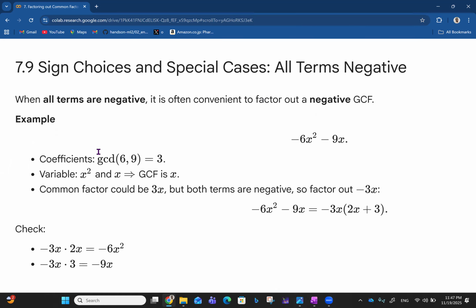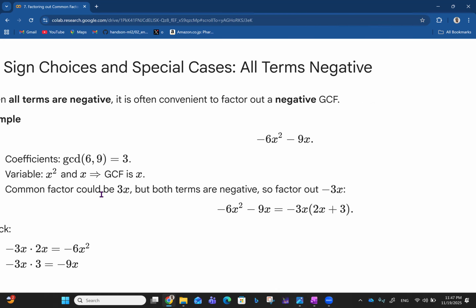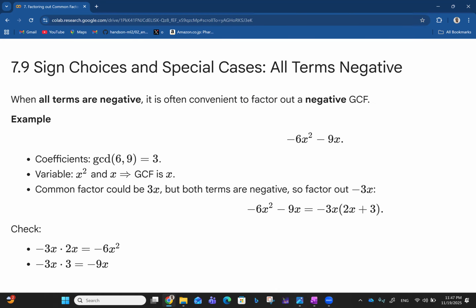Okay, so for the coefficients 6 and 9, the greatest common factor is 3 for sure. For x squared and x, the GCF is x. So the common factor could actually be 3x, but both terms are negative. Since both terms are negative, it is safer to take the minus out once and for all so you can concentrate. Because normally if you just take out 3x, you still have minus 2x minus 3. But if you take out minus 3x, it's safe. Minus 3x is outside, so you can focus. It's easier to work with plus than to work with minus as much as possible.